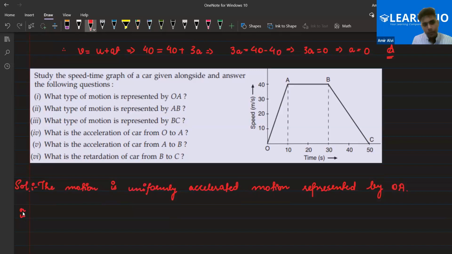First, second part. What type of motion is represented by AB? So it's a constant motion. No acceleration is there, right? So it's a no acceleration motion, or you can say constant motion. Okay.